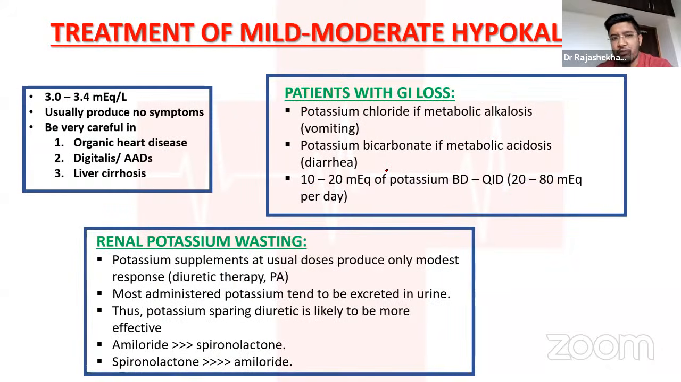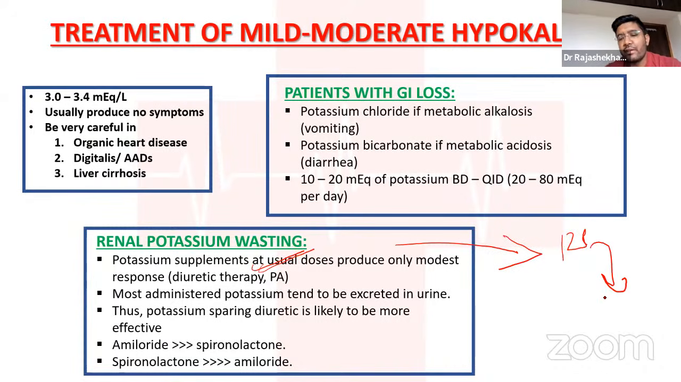In case of renal potassium wasting, what happens if the potassium is being lost in the urine? Here, if you give the potassium supplements, the more potassium being given is directly excreted in the urine. So it will not produce the required response in a patient, especially if the patient is on diuretic therapy. If you give them pot chlor, whatever pot chlor you are giving, it's again excreted in the urine. So that's why these patients need to be given potassium sparing diuretics.